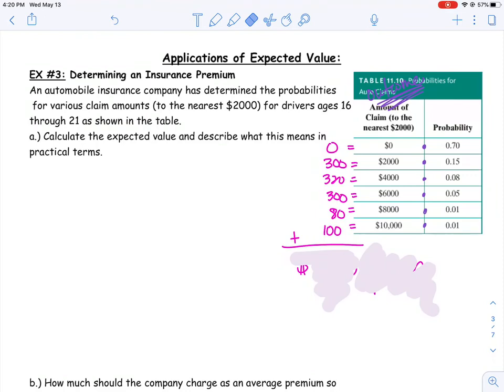So I got 0, 300, 320, 300, 80, and 100. Now that I've taken the outcome and multiplied it by the probability, I'm going to add all of those numbers together. I ended up getting $1,100. I hope you got the same number I did.